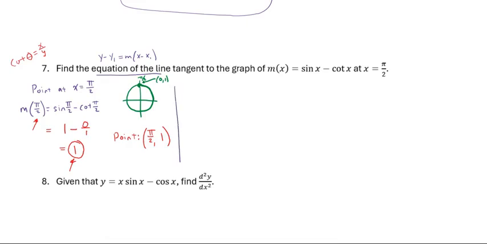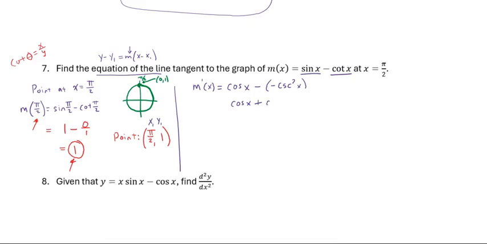Now, so we have x1 and y1. Good there. Now we've got to get at the slope. That's the other thing we need, and that's where the derivative comes into play. So let's find the derivative function. The derivative of sine is cosine, and the derivative of cotangent is negative cosecant squared x. But we have minus and negative, so that'll act like a plus.